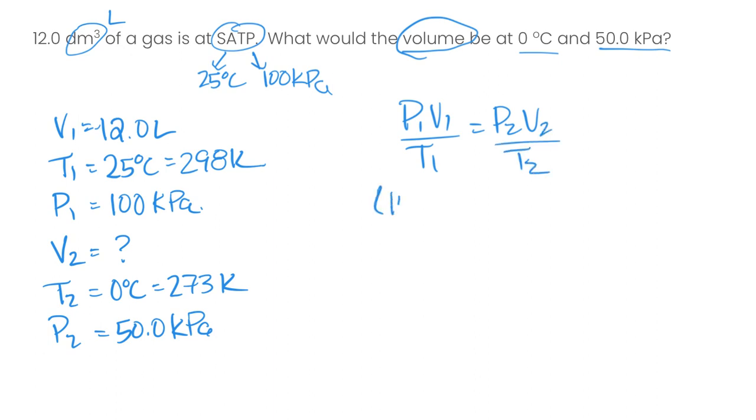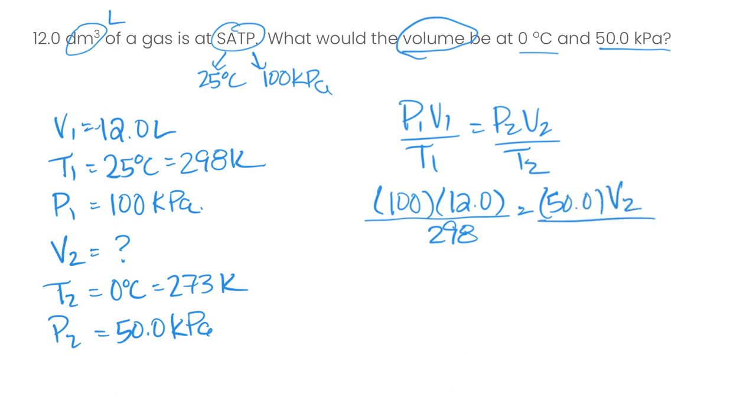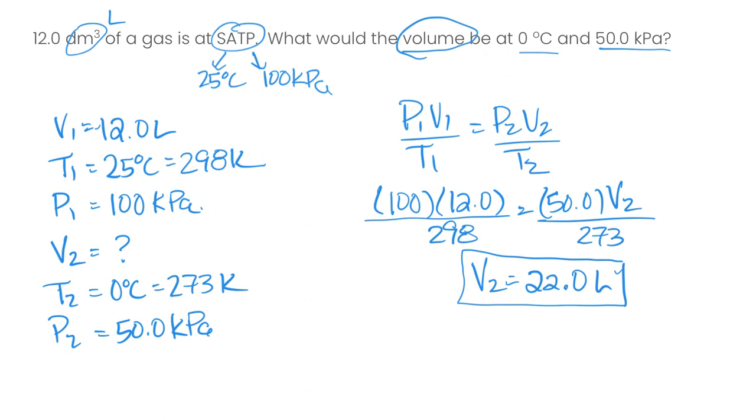And basically, we're just going to plug in our values here now and solve for our unknown. So we've got 100 kPa, we've got 12.0 liters, we got 298 Kelvin down here, and then P2 is 50.0 kPa, V2 we don't know, and T2 is 273 Kelvin. So if we do this calculation, we get a final volume of 21.9865, which rounds off with significant digits to 22.0 liters or 22.0 decimeters cubed.